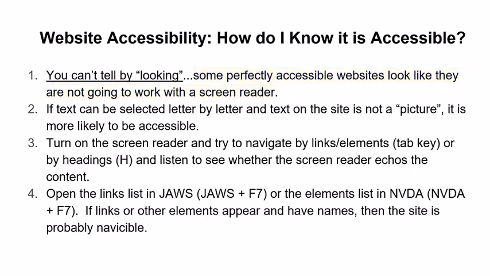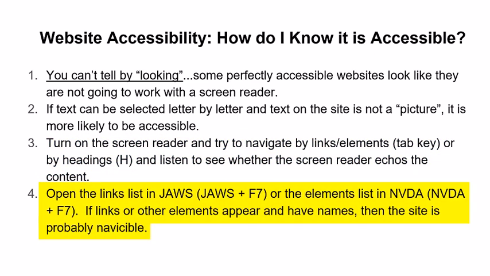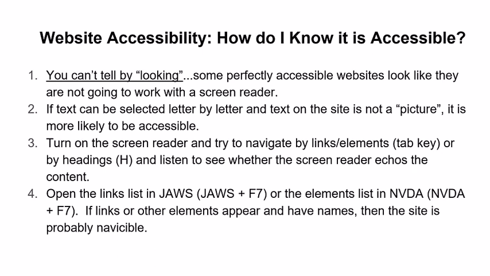But one way to tell is if text can be selected letter by letter and text on the site is not a quote unquote picture, it's more likely to be accessible. Another way is to turn on the screen reader and try navigating by elements like the tab key, or headings with the H. Listen to see whether the screen reader echoes the content correctly. And of course, you can also open up the links list or the headings list or the elements list in NVDA to see what elements appear and whether they're named or whether they have the same name, link, stuff like that. If so, the site is probably navigable.